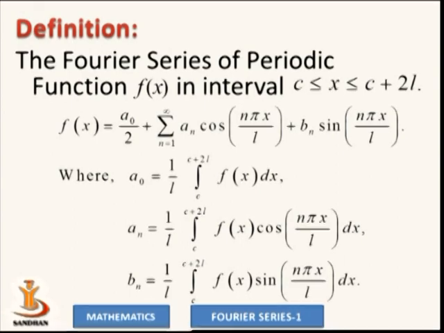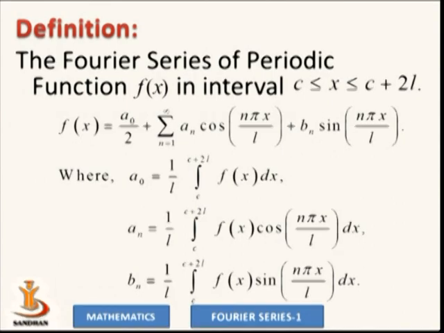The value of a0 equals 1 by l integration from c to c plus 2l of f of x dx. an equals 1 by l integration from c to c plus 2l of f of x cos n pi x by l dx. bn equals 1 by l integration from c to c plus 2l of f of x sin n pi x by l dx. Here a0, an, bn are coefficients.